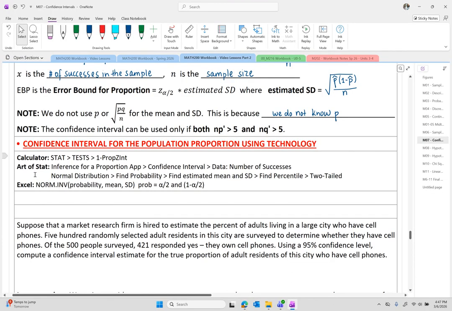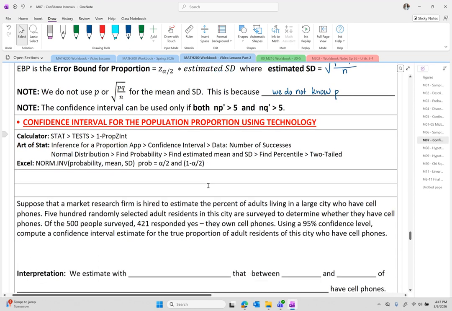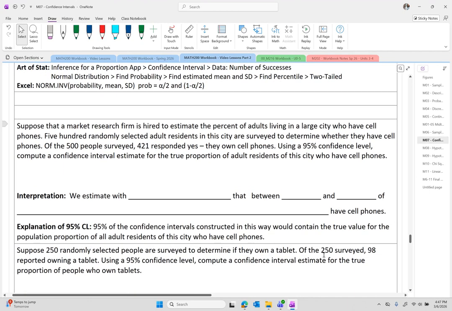And in Excel, for our project, we will use the NORM.INV function. That will require a probability in the lower tail of the normal distribution of the sample proportion, the mean and the standard deviation, the standard error for the sample proportion, and you want that probability to be alpha halves for the left tail or 1 minus alpha halves for the right tail. So let's do an example.